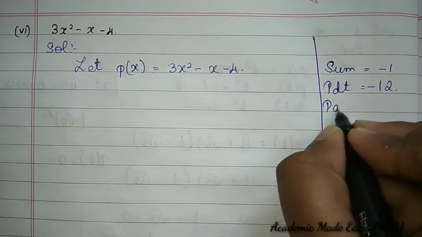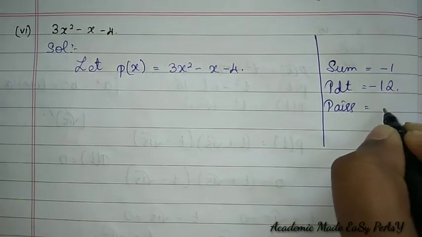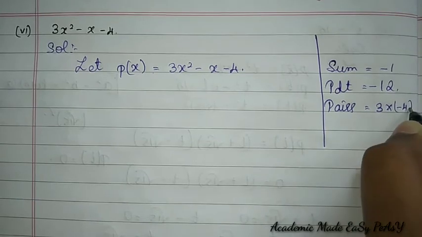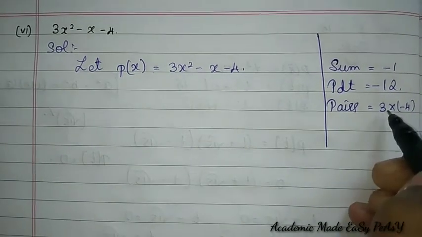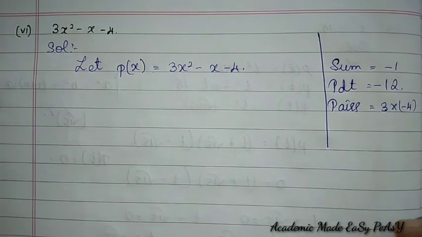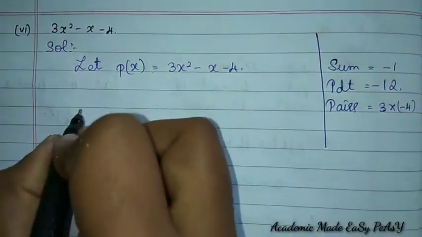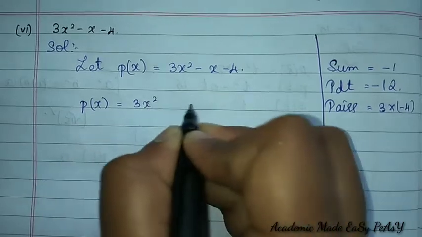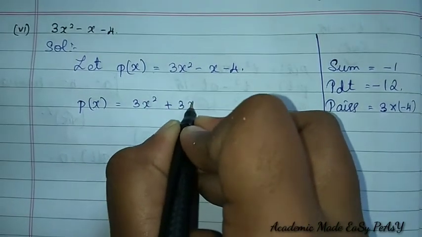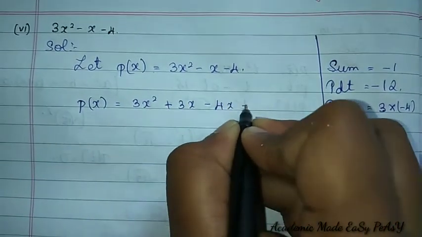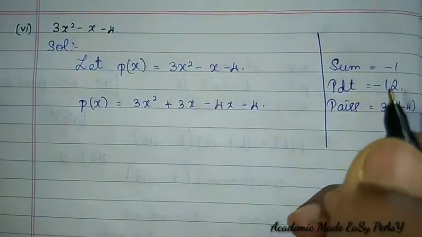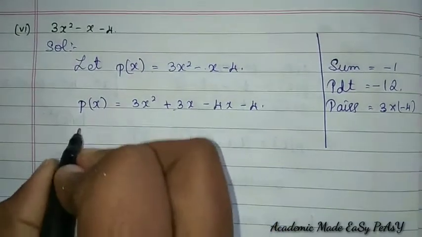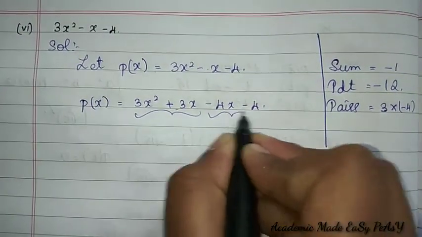So my pair will be 3 and minus 4. 3 into minus 4 is minus 12 and 3 minus 4 is minus 1. So I will be taking that. So p of x is equal to 3x square plus 3x minus 4x minus 4. If I add these two terms, I will get the previous step. So I will be taking the common terms out.